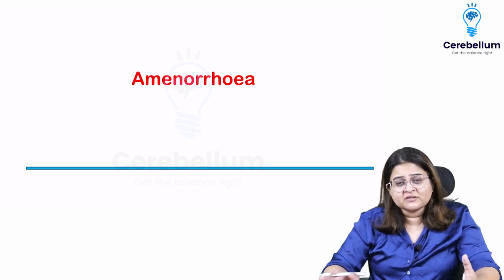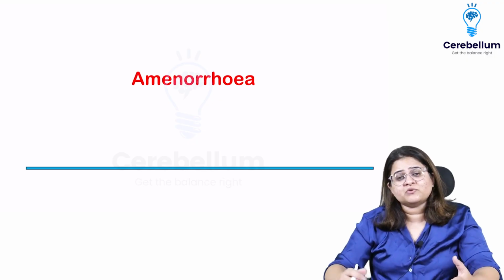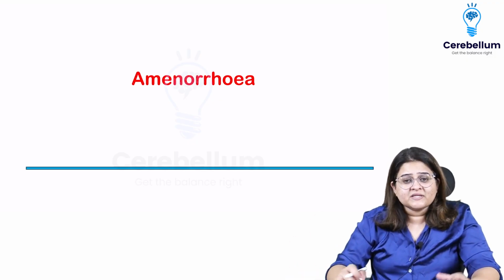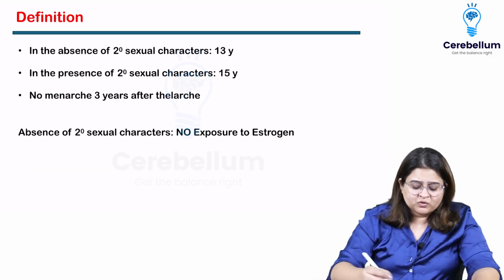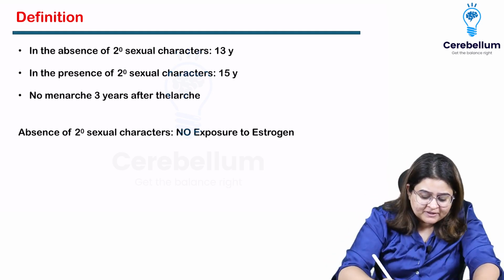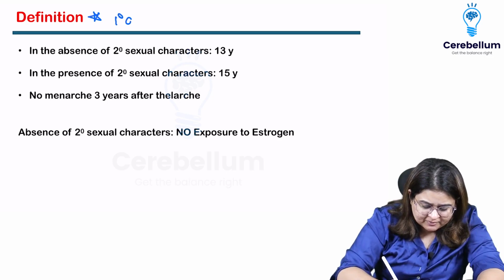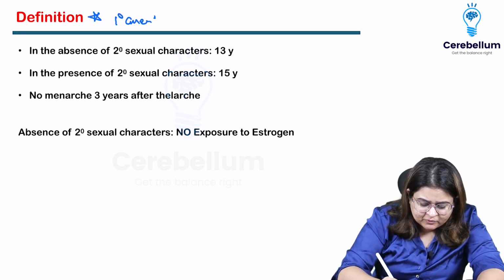Now, another part continuing with puberty is, so we have precocious on one extreme, on the other extreme you have delayed puberty, which is amenorrhea, or primary amenorrhea is what we start with. So we have the definition of primary amenorrhea, and this is very important. So this whole topic as such, primary amenorrhea, is a very important topic.